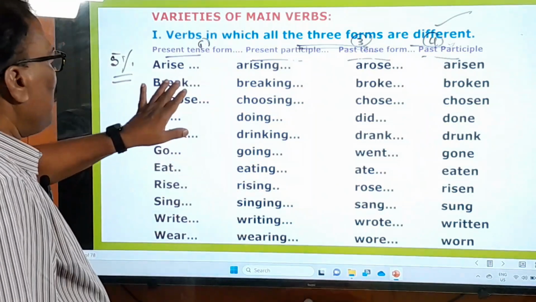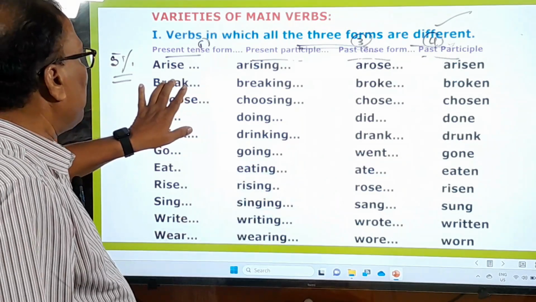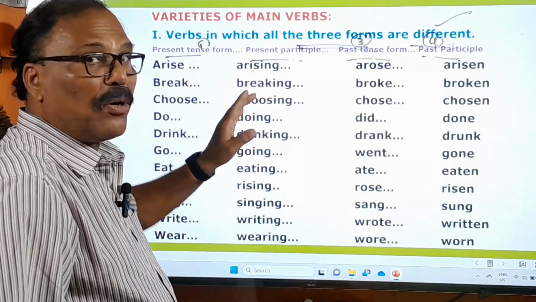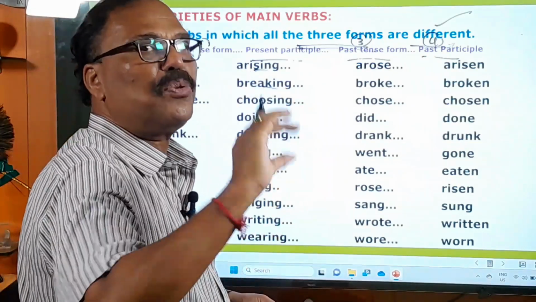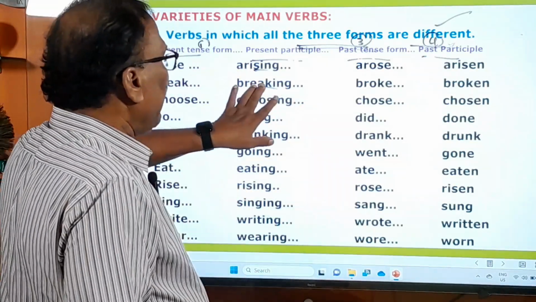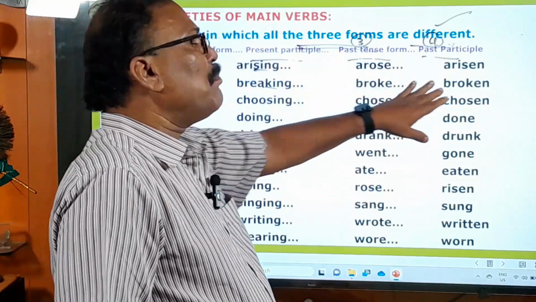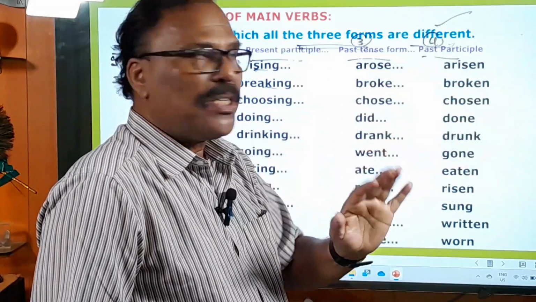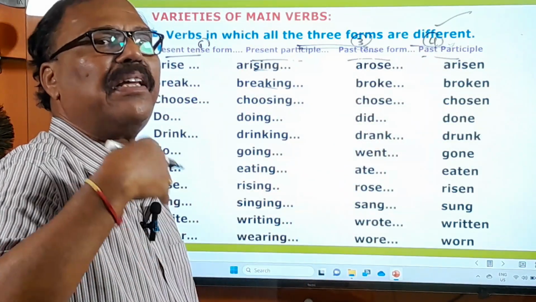Okay, similarly, break. I'm not going to give you the Telugu meaning. Only for one or two I'll give. Break, pagala gottu. Breaking, pagala gottu, chu. When this ing is there, you must use the word meaning chu. Something like that. Broke, pagala gottenu. Broken, pagala gotti. That's all. So if you can take the meaning in that manner, you can understand everything very easily, right?